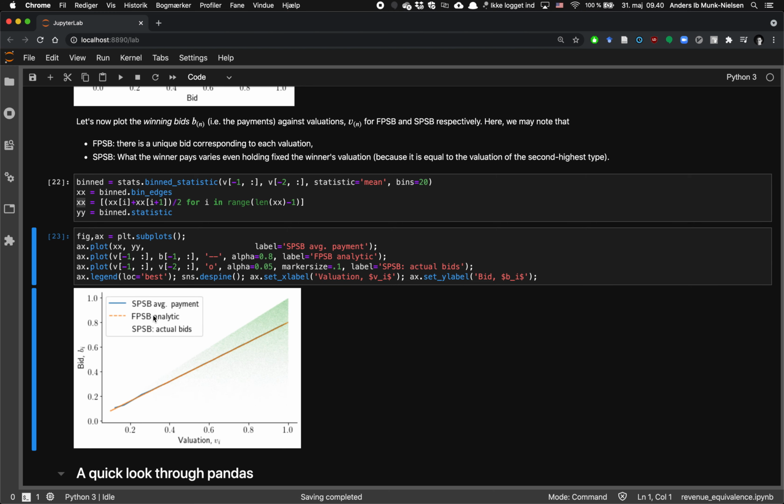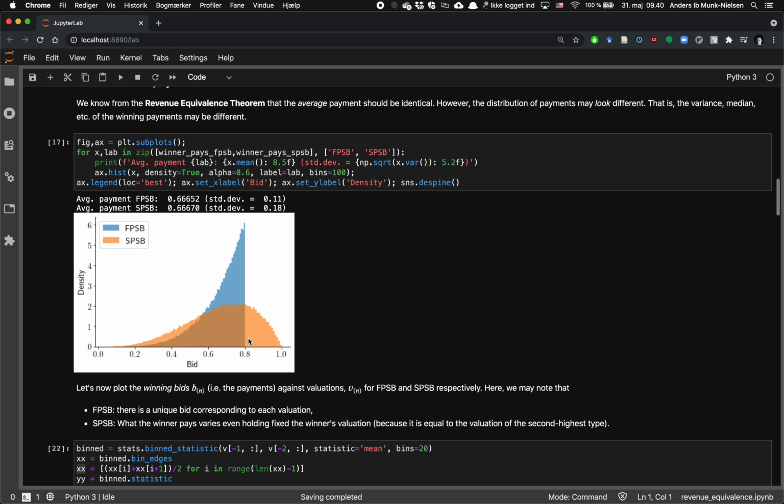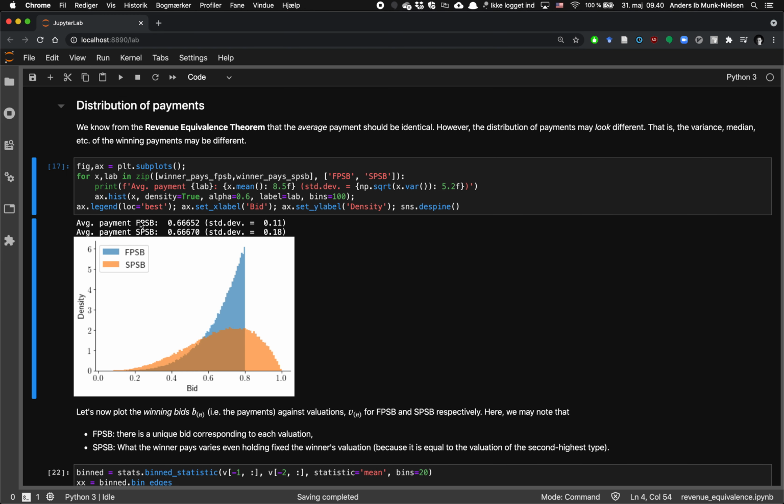All right, so this is showing us that if we take a bin around up here around 0.08, then on average those payments in the second price sealed bid were equal to the payment in the first price sealed bid. So that's giving us another show of the fact that this result, that the average payment was the same, or very close within simulation noise, between the first price sealed bid and the second price sealed bid.